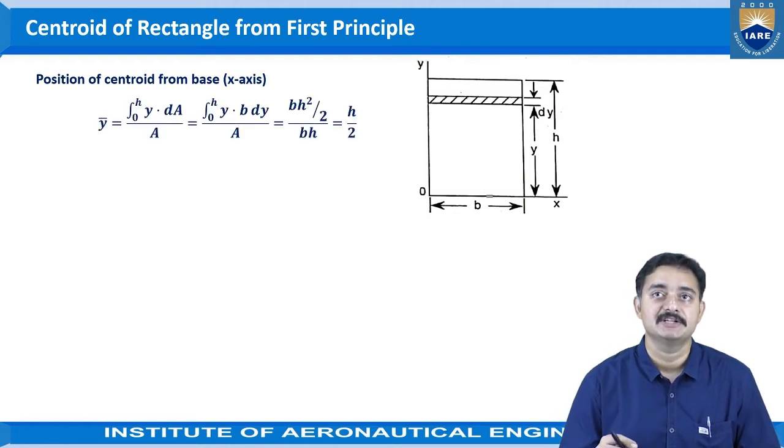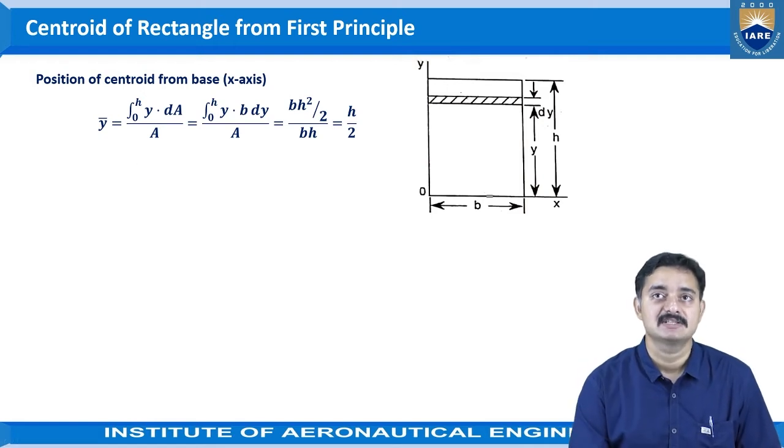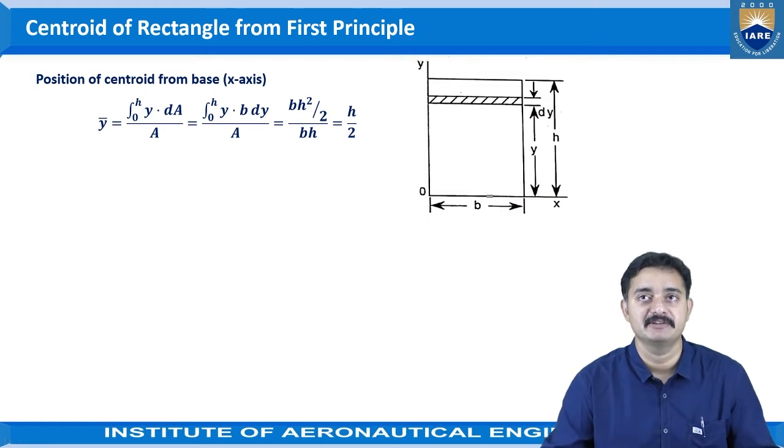And the position of the centroid from the base, that is the x-axis, can be obtained as y bar equal to integral 0 to h of area into the distance of the centroid, as we have already considered. So the area is dA and y is the distance, divided by the area of the rectangle, which is the formula of the centroid. We are applying this formula for identifying the distance of the centroid from the x-axis. So the equation can be written as integral 0 to h of y dA by A, which gives integral 0 to h of y into b into dy.